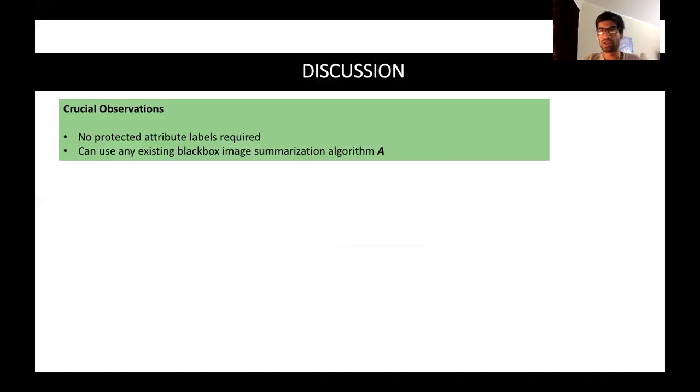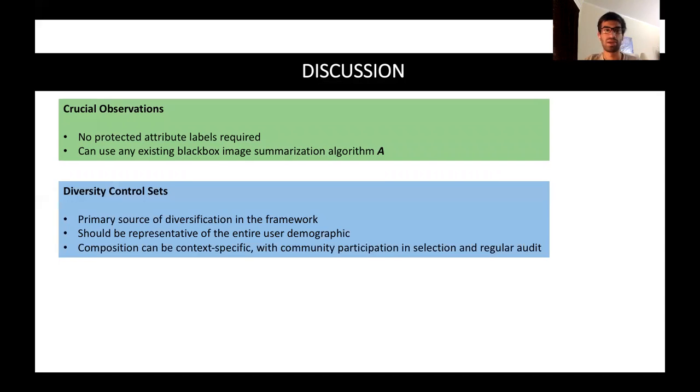The main observation regarding our framework is that it does not require any protected attribute label at any point during its execution, and it can be used with any black box image summarization algorithm A. Regarding the diversity control sets, they are the primary source of diversification in our framework, and therefore they should be representative of the entire user demographic. Their composition can be context specific, but it has to take into account community feedback and regular audit.